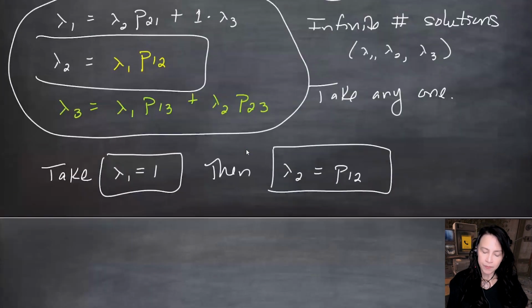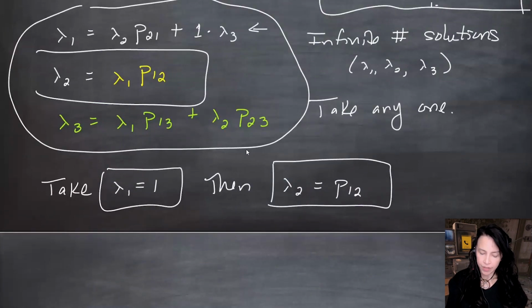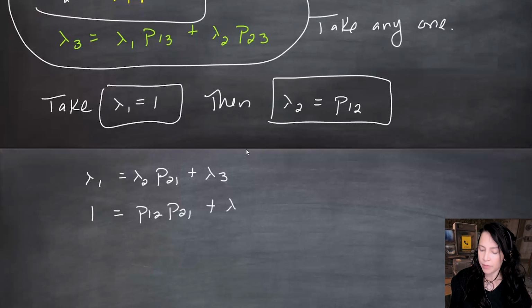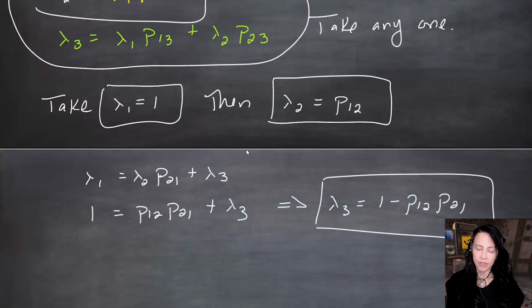And then from either the first or second equation, let's look at the first equation. If I take lambda 1 equals lambda 2 p21 plus lambda 3, and I plug in my two solutions here, p12 p21 plus lambda 3, then you can see that lambda 3 is 1 minus p12 p21. And I could have used the green equation. Everything is, quote unquote, balanced.